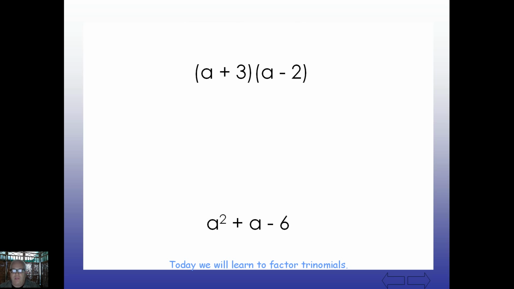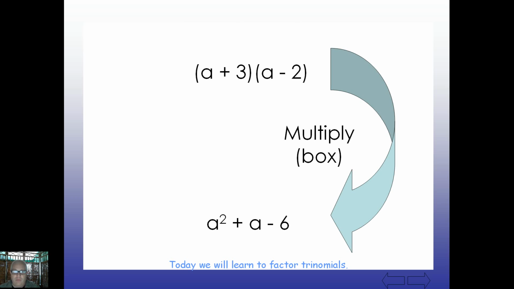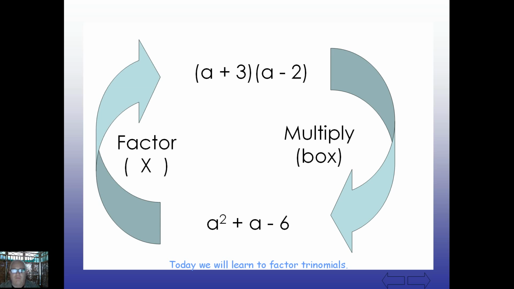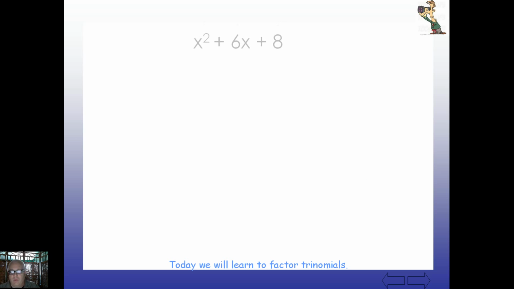Alright, so let's take a look at this. If we have the quantity a plus 3 times a minus 2, you already know how to multiply those. We can multiply using the box, and our answer will be a squared plus a minus 6. But now what's going to happen is they're going to give us the bottom piece here, and they're going to ask us to factor it and find the question. So this is where we're going to use our x, and then later on we're going to apply the box to it. We're going to start with our x, and then we're going to use the box later when the problems get a little messier.